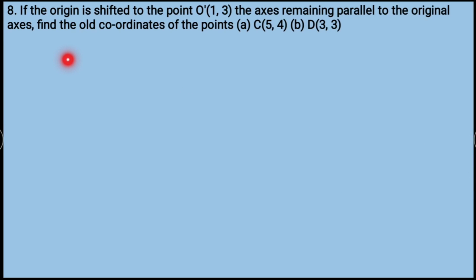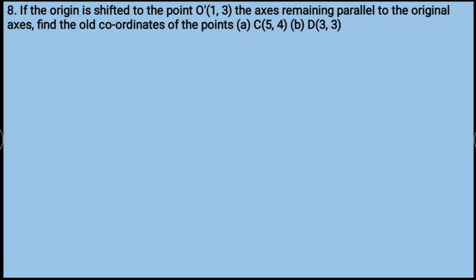Now see question number 8. If the origin is shifted to the point O dash of 1, 3, the axes remaining parallel to the original axes, find the old coordinates of the points: sub question A, C of 5, 4; sub question B, D of 3, 3.